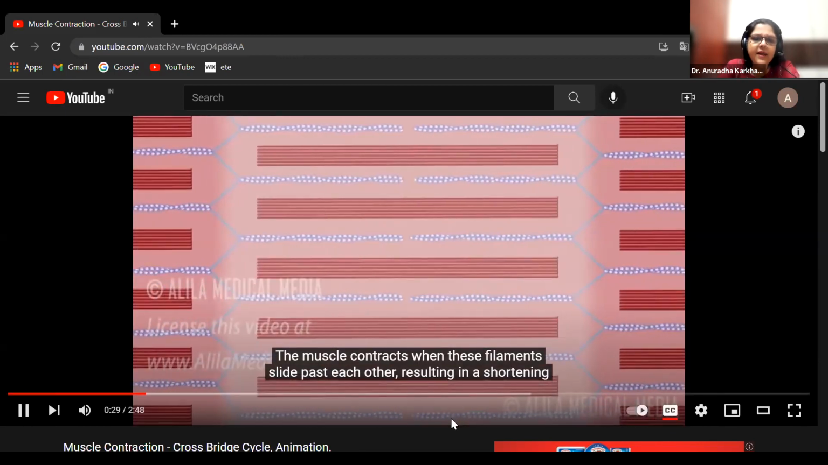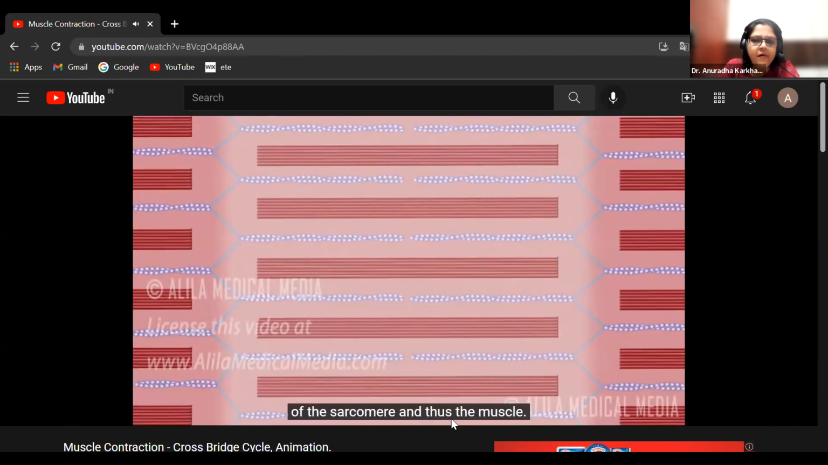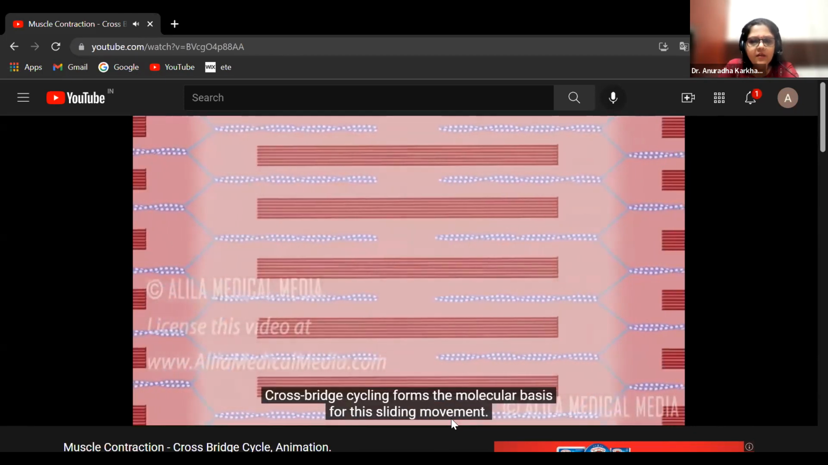Look at how they are sliding. Yes, so they are talking about the sliding filament theory.